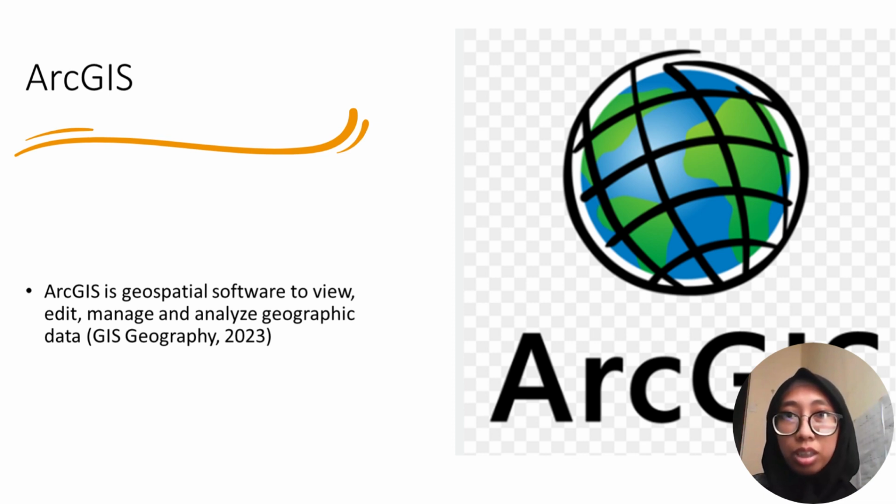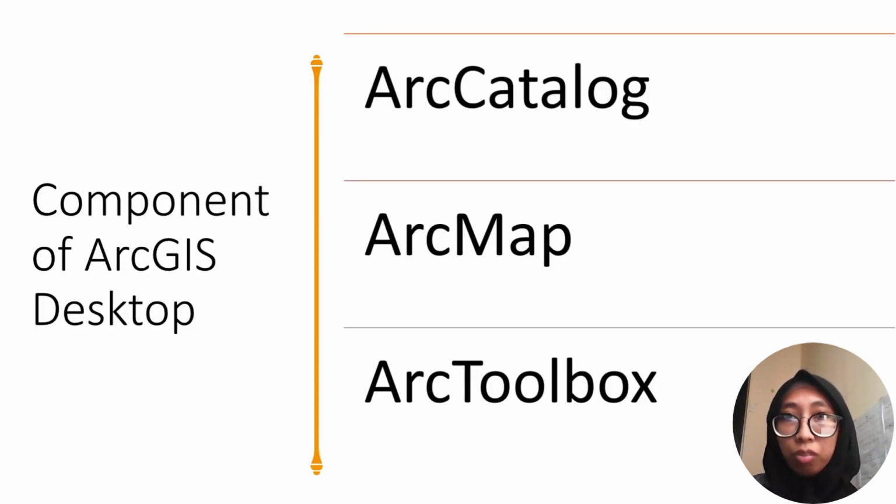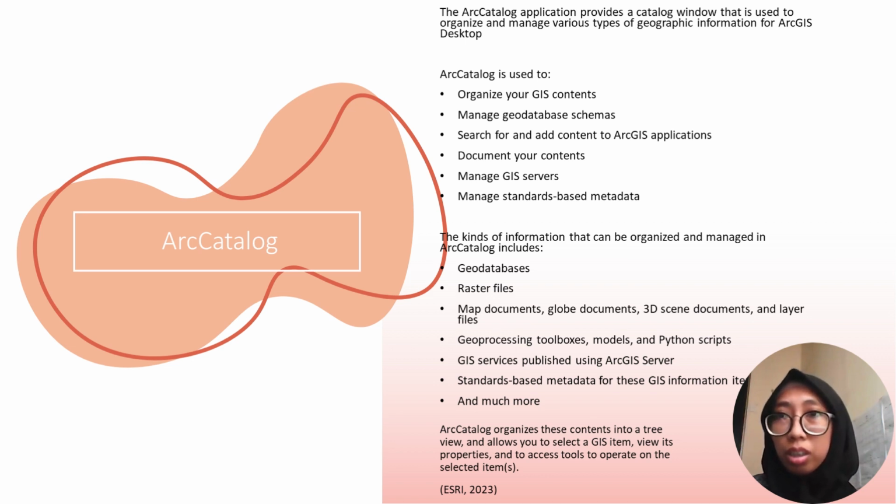ArcGIS is geospatial software to view, edit, manage, and analyze geographic data. The components of ArcGIS Desktop are ArcCatalog, ArcMap, and also ArcToolbox. The ArcCatalog application provides a catalog window that is used to organize and manage various types of geographic information for ArcGIS Desktop. ArcCatalog organizes these contents into a tree view and allows us to select a GIS item, view its properties, and access tools to operate on the selected items.